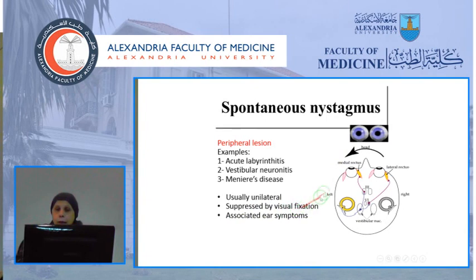So if you make this patient look at a light, fixing on the light, this nystagmus will decline to zero by visual fixation. And this helps you suggest that the lesion is only in the peripheral ear and not in the center of the brain, in the pons.